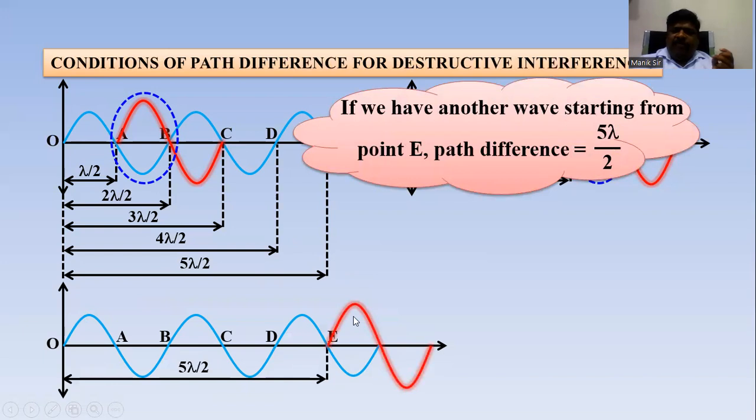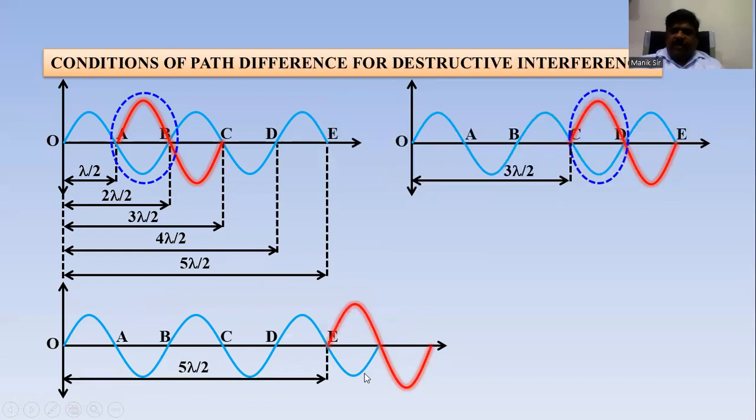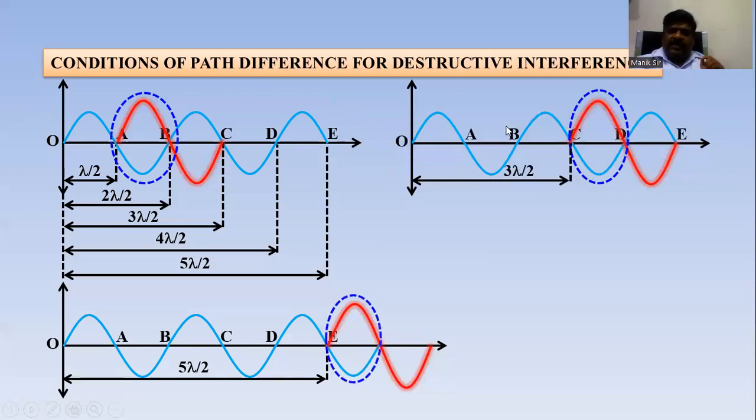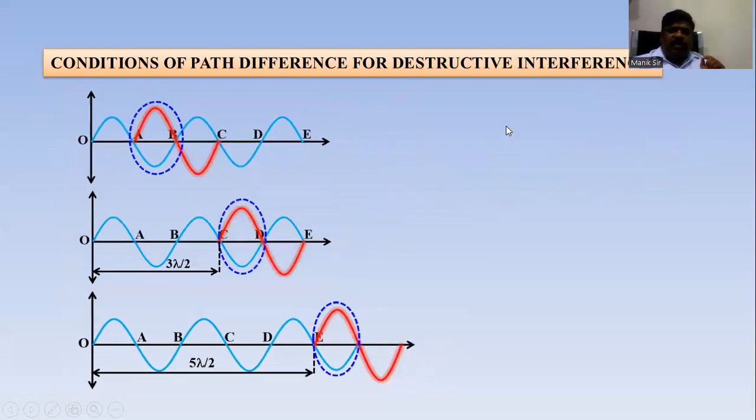Now let us start the wave from the point E. Then what you understand is that the path difference between the two waves is 5 lambda by 2. The crest matches with the trough. So from these three cases, what you understand is that when the path difference is lambda by 2 or 3 lambda by 2 or 5 lambda by 2 and the crest matches with the trough, we get the destructive interference. Yes? So together we are going to conclude it.